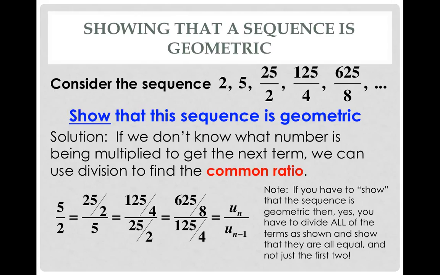And so a lot of students will ask, well, do you have to go through all of that? Do you have to show that every ratio is equal? And the answer is yes. You can't just do 5 divided by 2 and then assume that the rest of the numbers follow that same rule. You actually have to show that each one of them makes the same ratio of 5/2. And so that's what you're using to multiply to get from one number to the next.